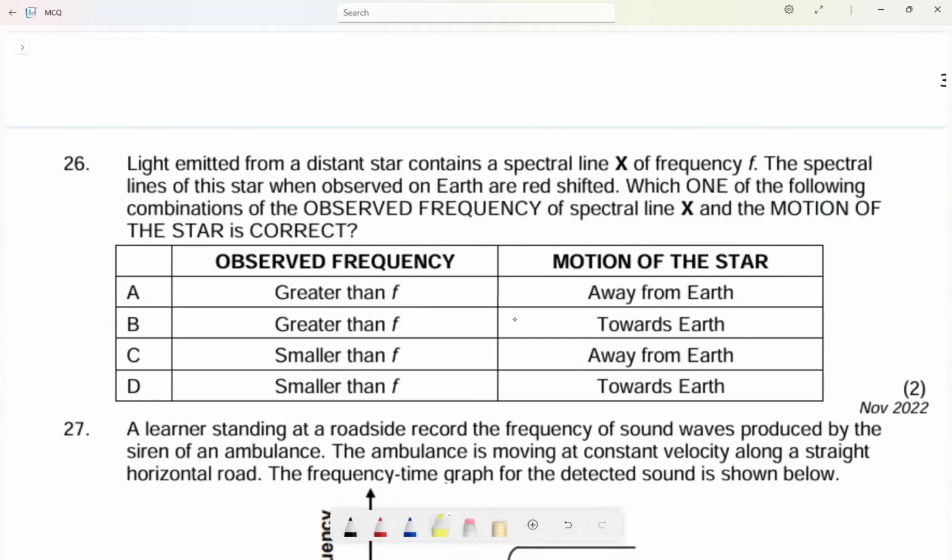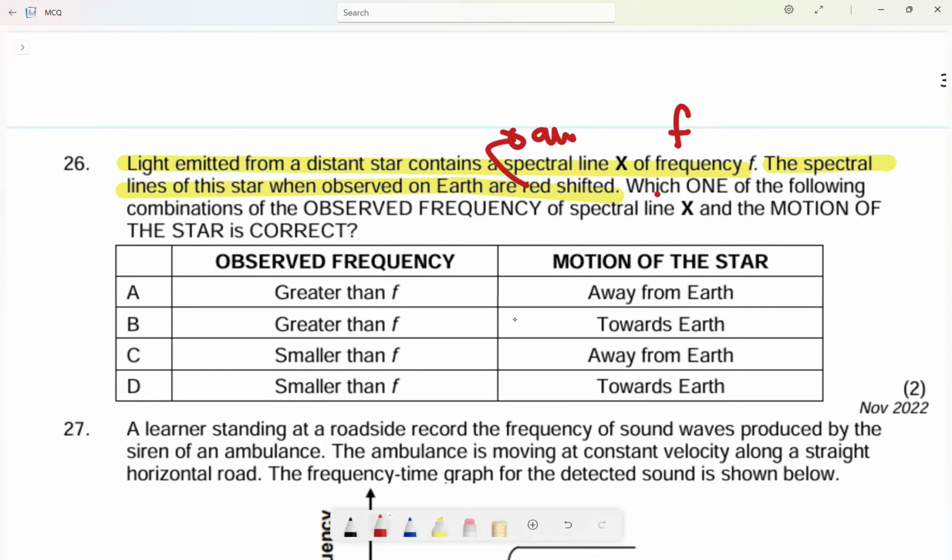Number 26, light emitted from a distant star contains a spectrum line X of frequency F. The spectral lines of the star when observed on Earth are redshifted. So it means the frequency will be low, because if initially it was F and it is moving away, the frequency will be low. We will detect a lower frequency than F. Which one of the following combinations of the observed frequency of spectrum line X and the motion of the star is correct? The spectral lines are redshifted.